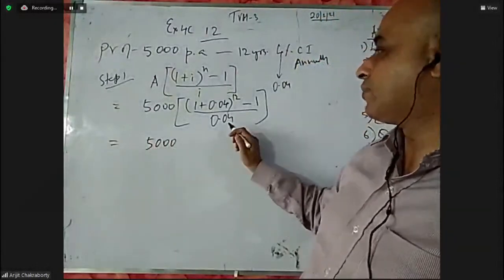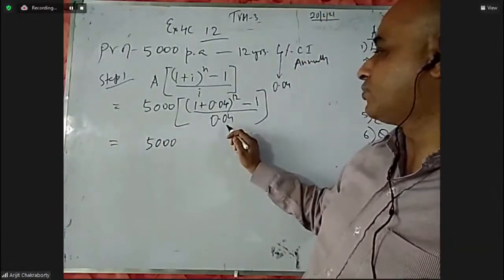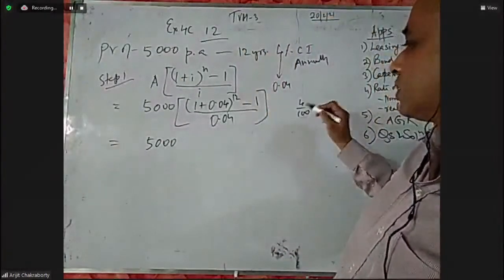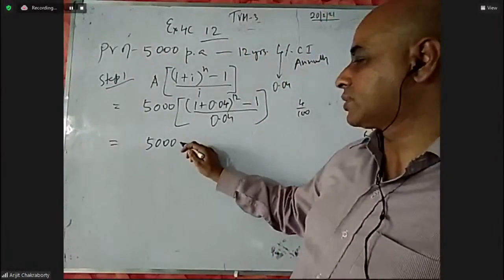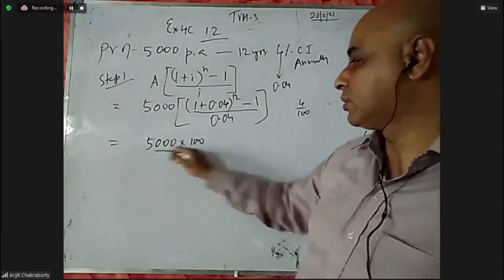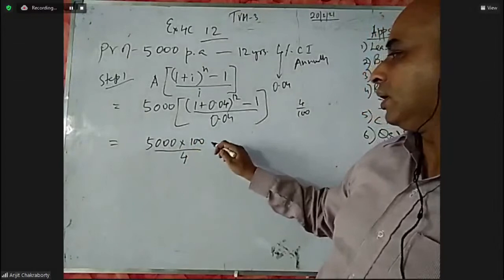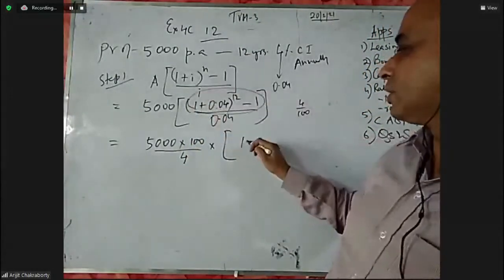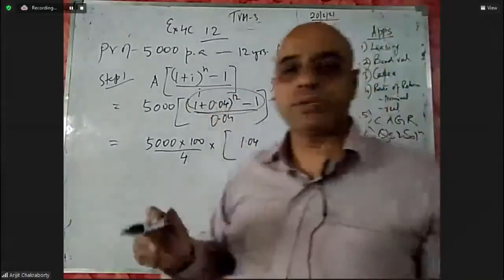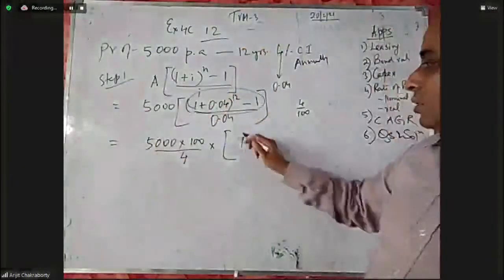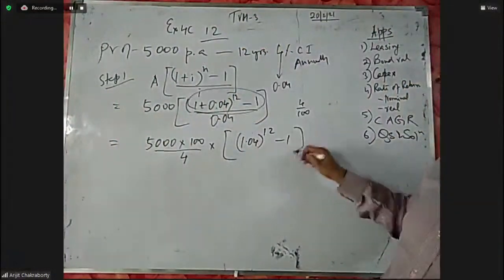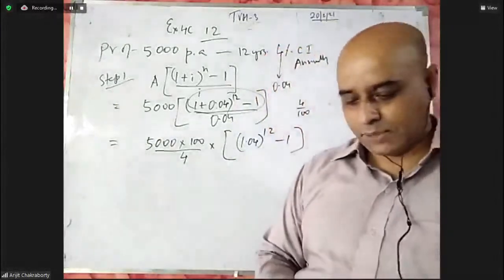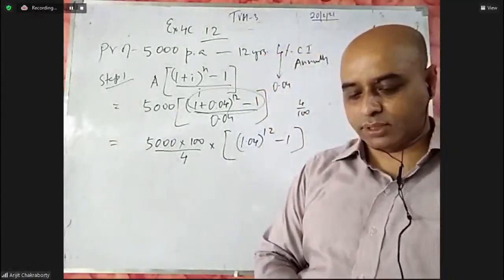5,000, divided by 0.04. 0.04 means 4 by 100. So I can say this is multiplying by 100 and dividing by 4, and multiplied by this numerator: 1 plus 0.04 is 1.04, to the power 12 minus 1. So go on multiplying. 1.04 into 1.04.